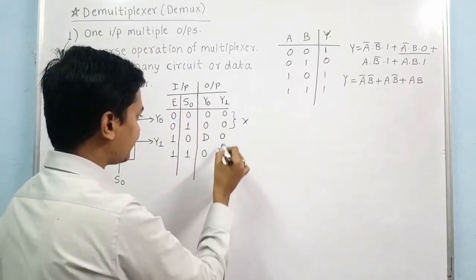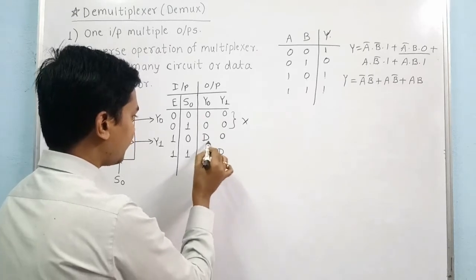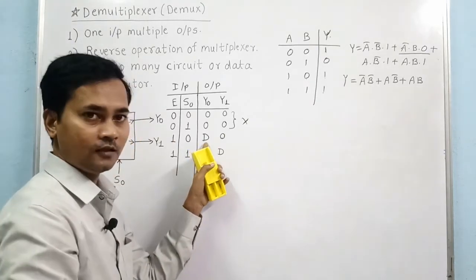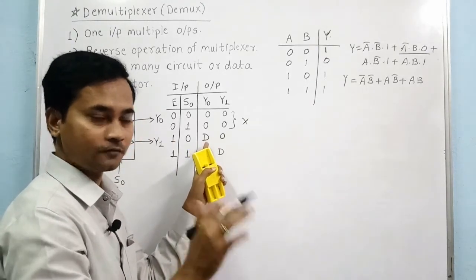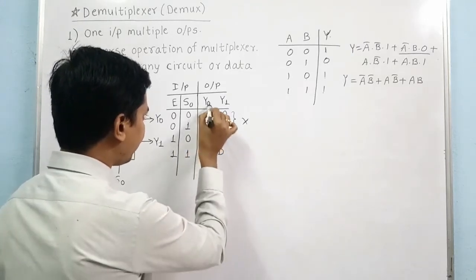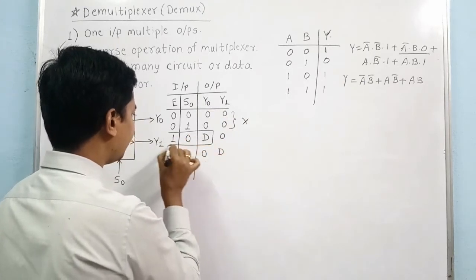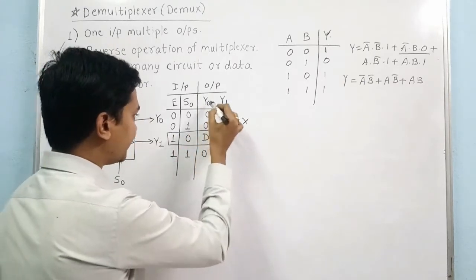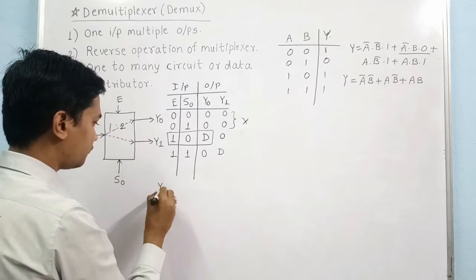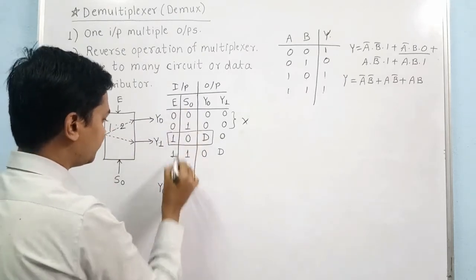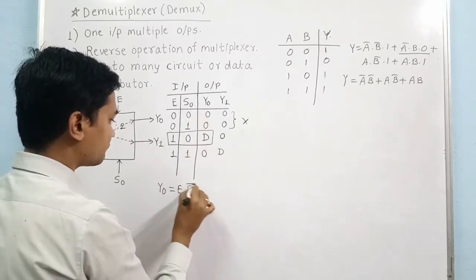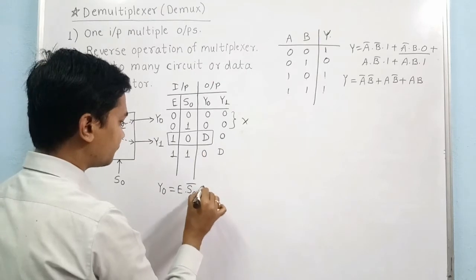Now the remaining cases are D 0 and 0 D. Here D can be 0 or 1, we don't know actually, it depends on the value of the input D. So here we will consider this combination for Y0, this much only. So the output equation of Y0 will be Y0 equal to E into S0 bar into D.